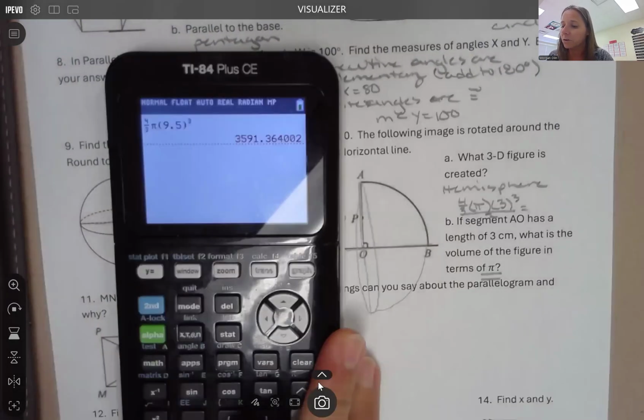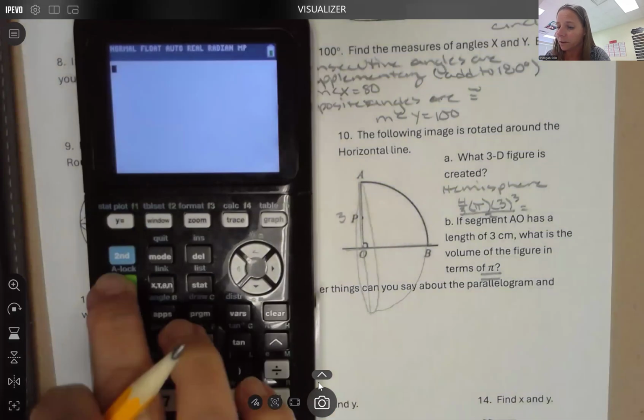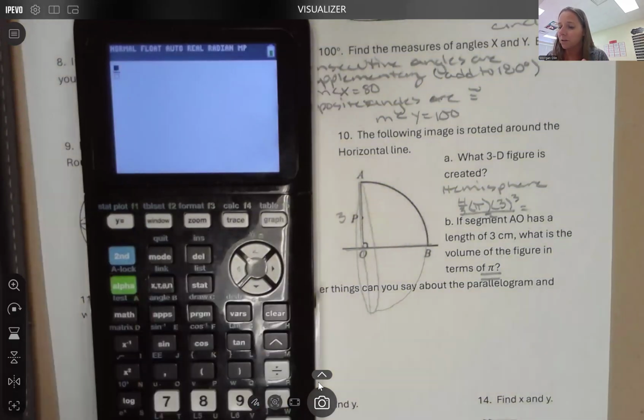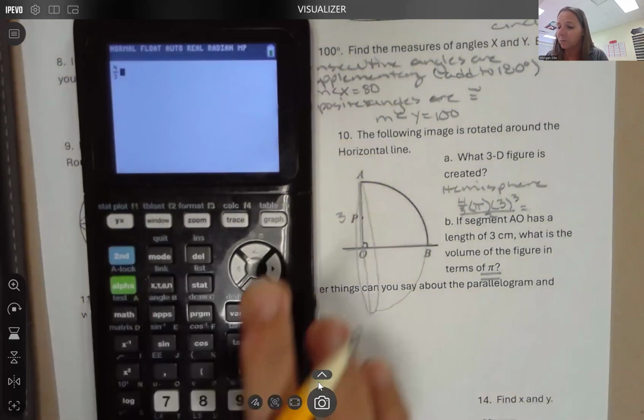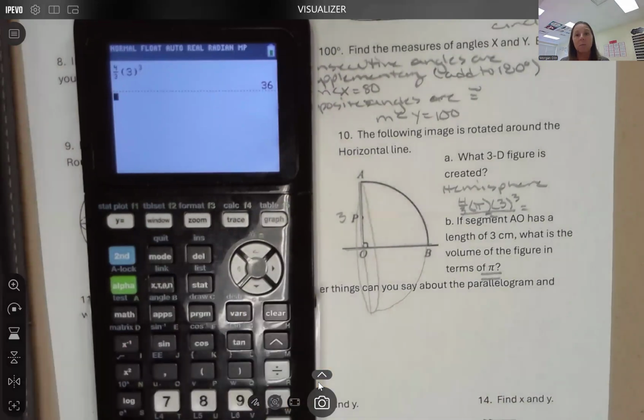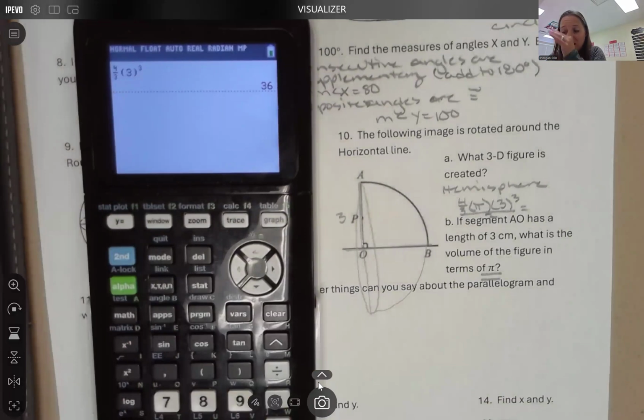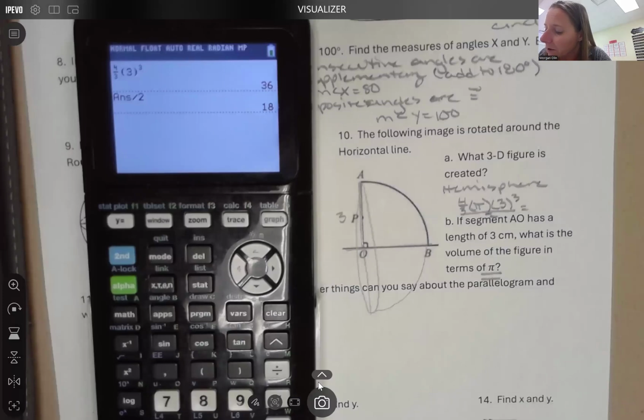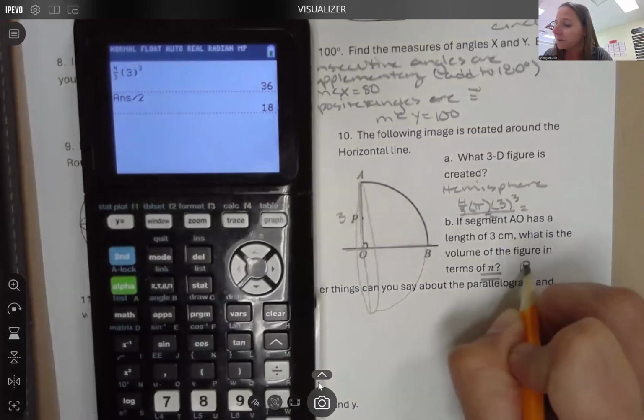So here, I'm going to do a fraction, 4/3, and I'm going to do this in 2 parts. Here I'm going to say 3 cubed. So if we just had a sphere, it would be this, 36 pi. But we don't just have a sphere. We have a hemisphere, so I divide that by 2, and I get 18. So my answer is actually 18 pi centimeters cubed.